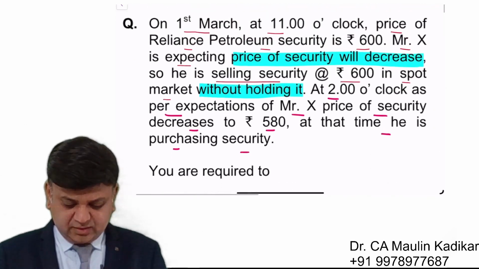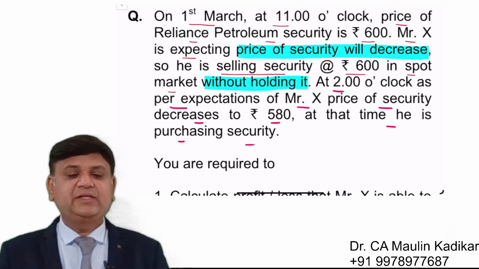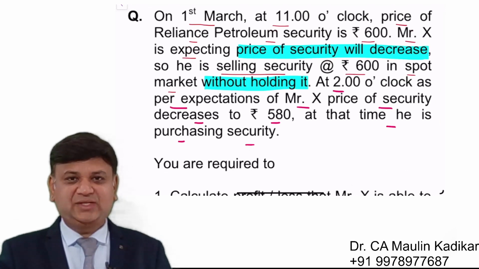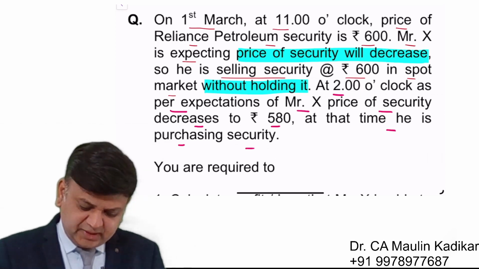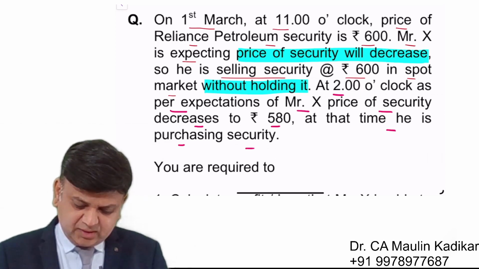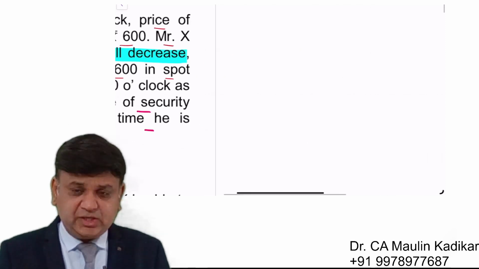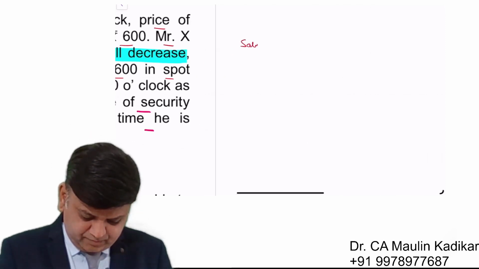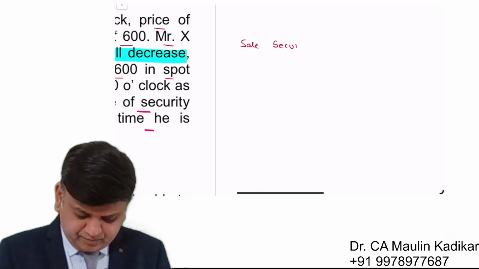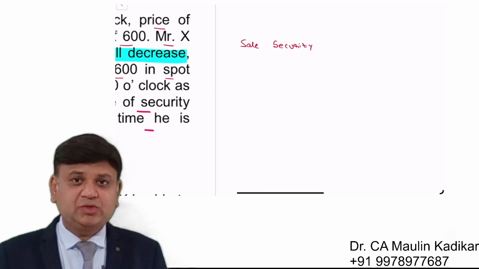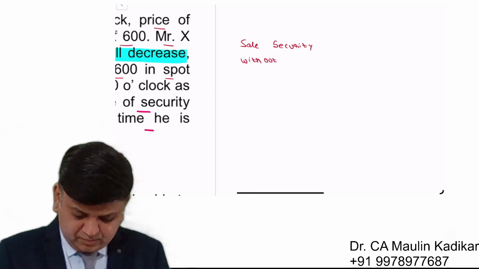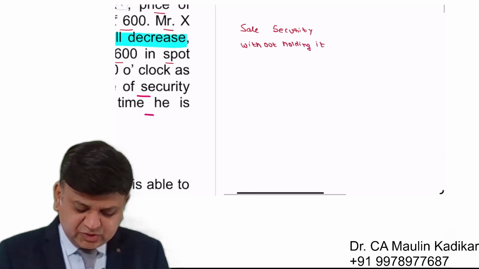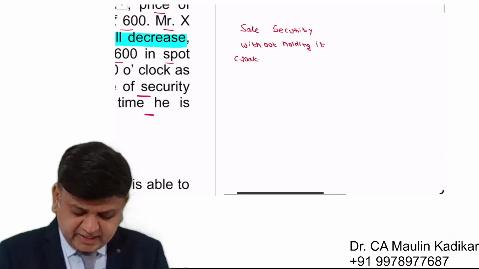Further questions are there. I request you to give the answer for the first part of the question in the chat box. So friends, over here the question is providing the information that Mr. X entered into a transaction to sell security. When you enter into the transaction to sell security without holding it, it is basically given a name as naked short position.